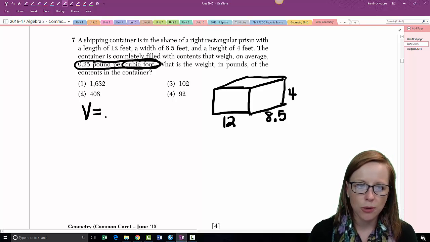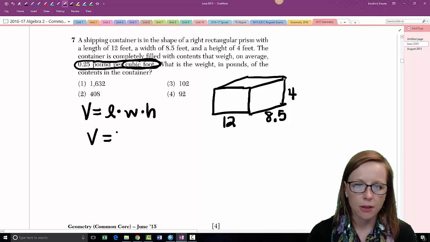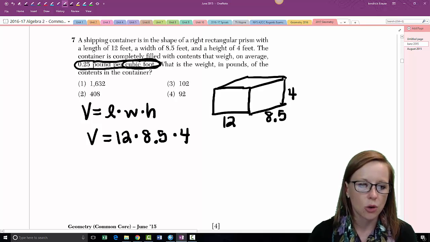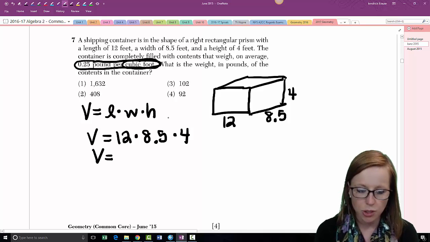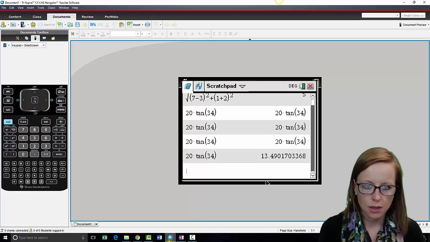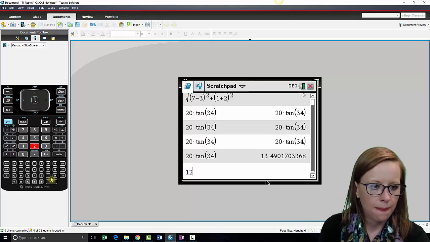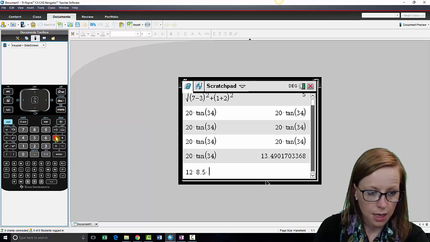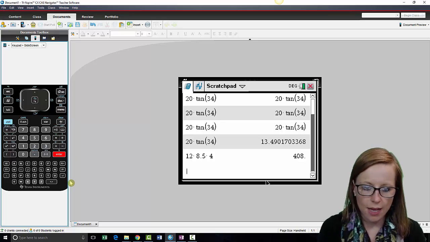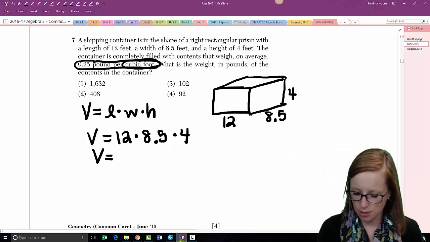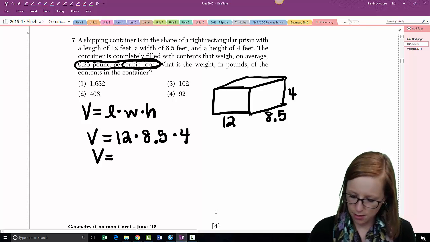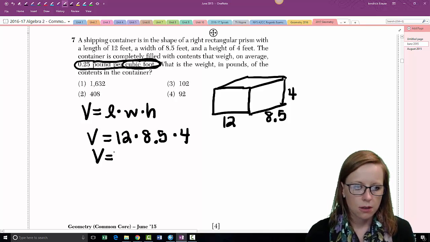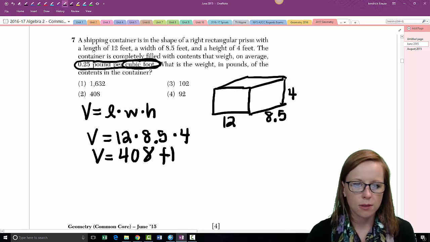Volume of a rectangular prism is length times width times height. So I just have to multiply those numbers, 12 times 8.5 times 4. That's going to give me the total volume of this object. So 12 times 8.5 times 4 is 408. So 408 cubic feet. Equals 408 feet cubed. All right.